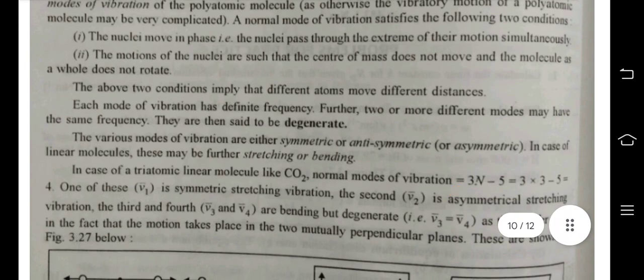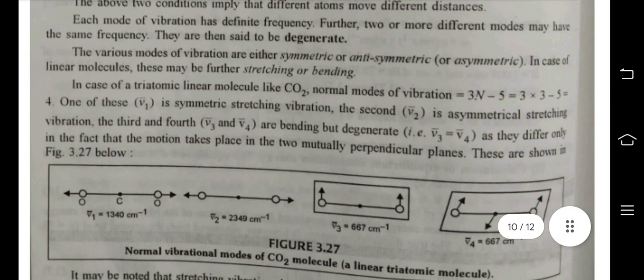First, the nuclei move in phase, that is, the nuclei pass through the extreme of their motion simultaneously. Second, the motions of the nuclei are such that the center of mass does not move and the molecule as a whole does not rotate. The above two conditions imply that different atoms move different distances.